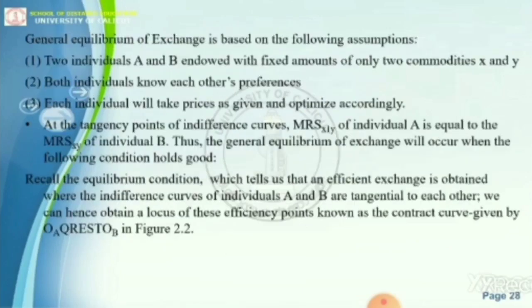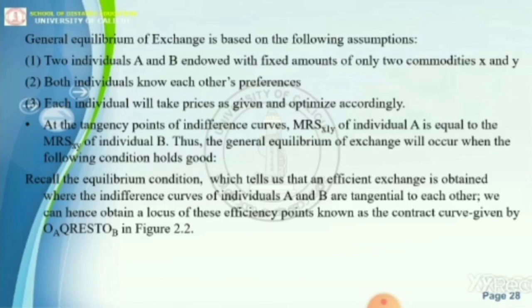Okay. Then, general equilibrium of exchange, let us see how many assumptions there are. There are 3 assumptions regarding general equilibrium of exchange. Two individuals A and B enter with a fixed amount of commodities X and Y. We know there are only two commodities and two individuals. Both individuals know each other's preferences. Then each individual will take prices as given and optimize accordingly.